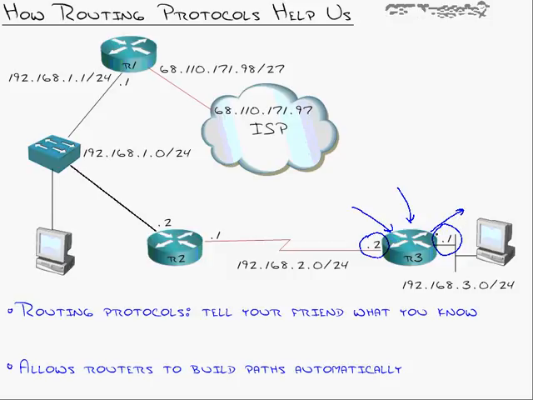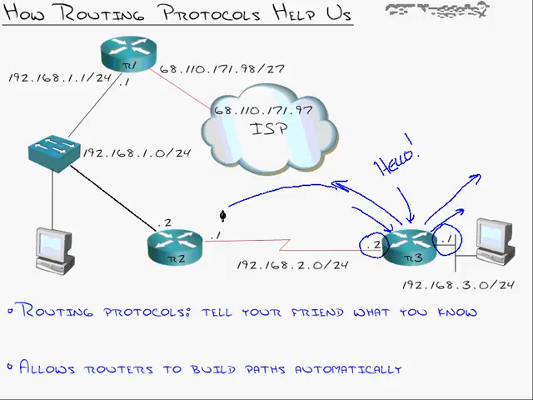What does the routing protocol do on top of that? Just tell your friend what you know. Routing protocols in their most basic sense are like gossip. If I turn it on router 3, it will send out messages to all the interfaces that it has running saying, hello, I know about 192.168.2.0 and 3.0. That's all I know about. It's what I'm connected to.